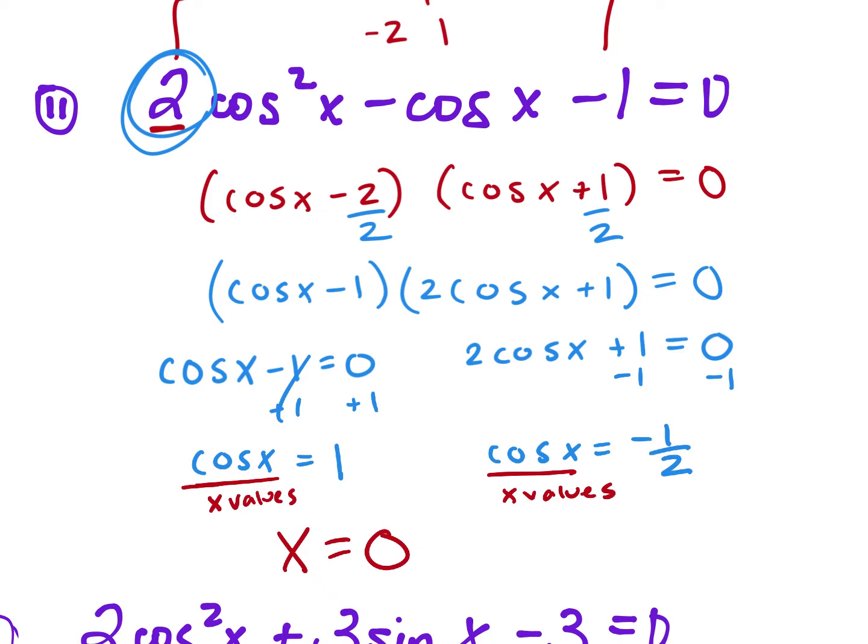So then let's look, where are my x values negative 1/2? What was it, Lily? 2 pi over 3. And anywhere else? 4 pi over 3.